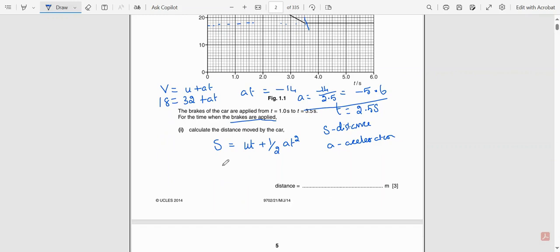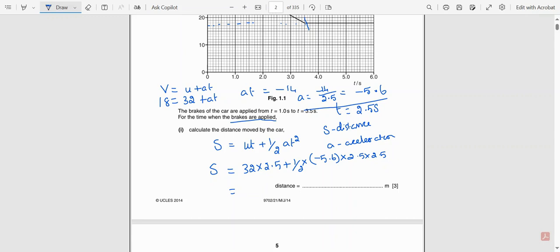And now we have found only the acceleration, but we need the distance, right? So S will be equal to ut. u is 32 and time will be 2.5, and then 1 by 2 into, instead of a, we have to write minus 5.6 and t squared, 2.5 into 2.5. If you are solving this one, I think you will get 62.5.